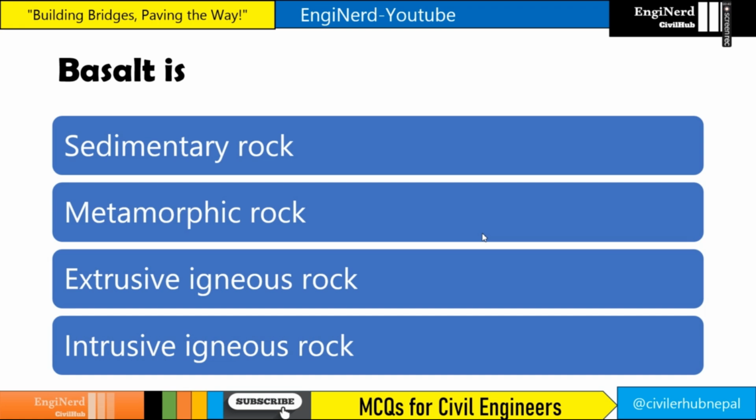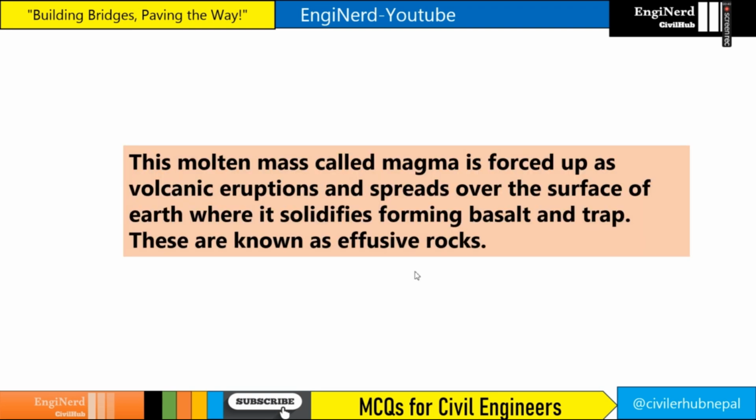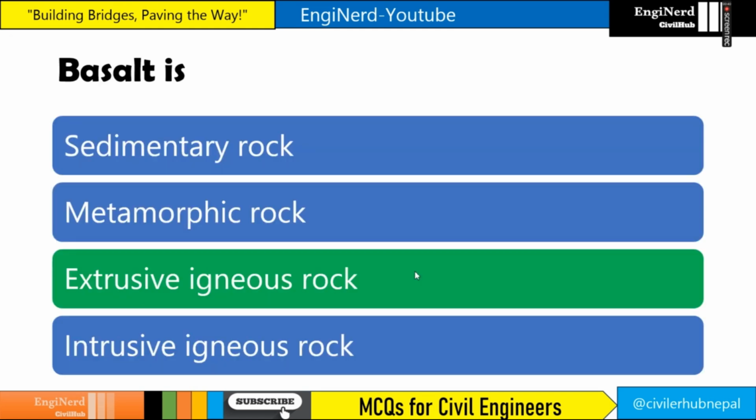Basalt is, so what is basalt? Extrusive igneous rock, right? Basalt and trap are volcanic rock or extrusive igneous rock. The molten mass called magma is forced out as volcanic eruptions and spreads over the surface of earth, where it solidifies, forming basalt and trap. They are also known as effusive rocks. So basalt is extrusive igneous rock.